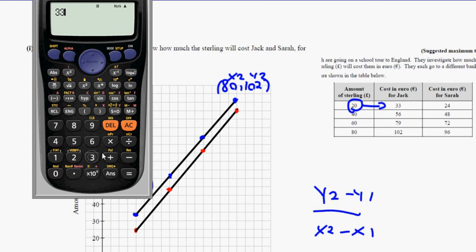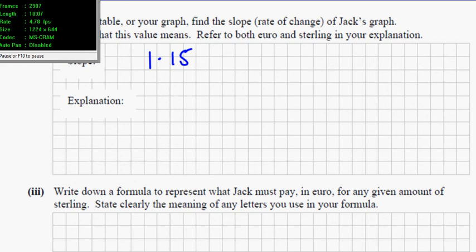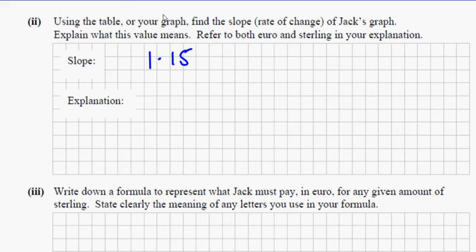Now we're going to try to divide 33 by 1.15. I get 28. So what this slope means is that for every 1 sterling, you'll get 1.15 euro.